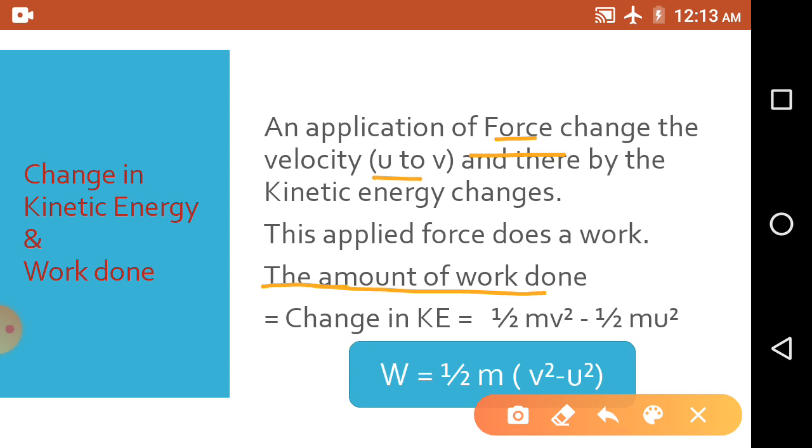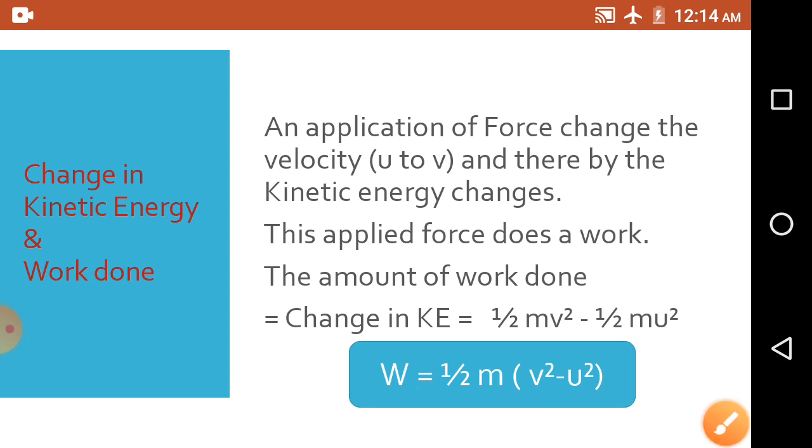So the amount of work done is equal to the change in kinetic energy of the body. Initially the velocity is u and finally it is v. So these are the two kinetic energies: this one is the final kinetic energy, this one is the initial kinetic energy, with the velocity u and with the velocity v. So half m v square minus half m u square. Half m can be taken common, and this is the amount of work done: 1 by 2 m bracket v square minus u square. This is the formula for the work done when there is a change in kinetic energy.